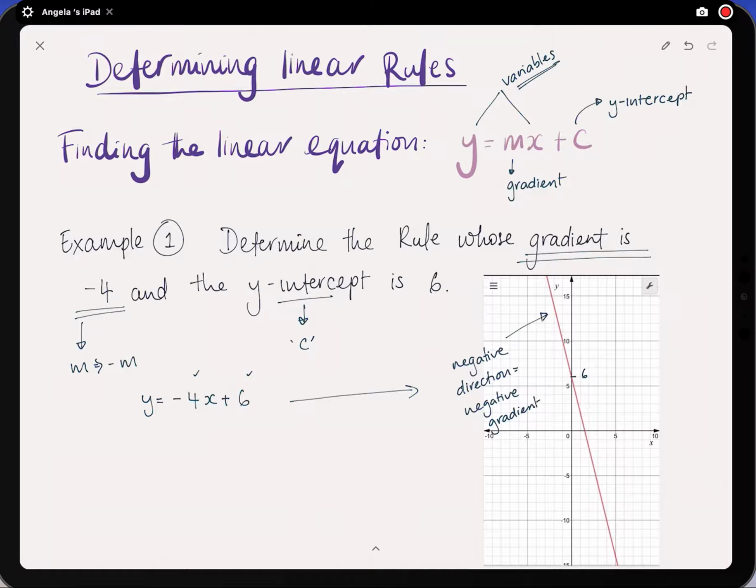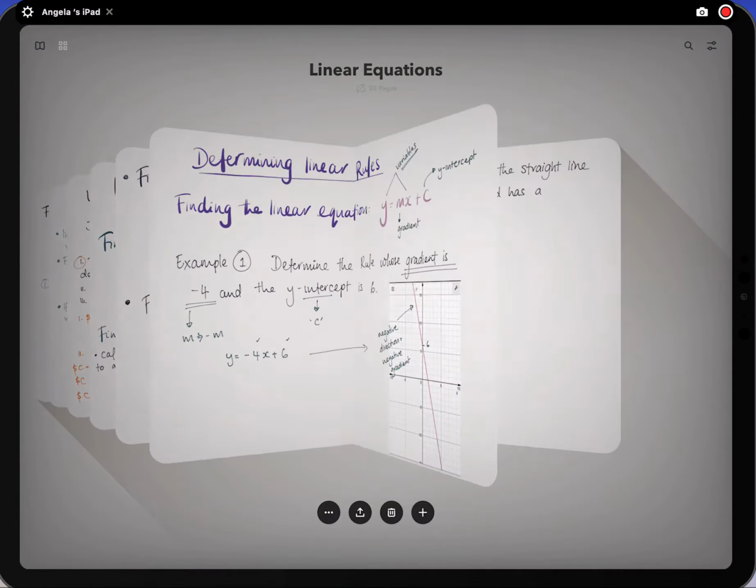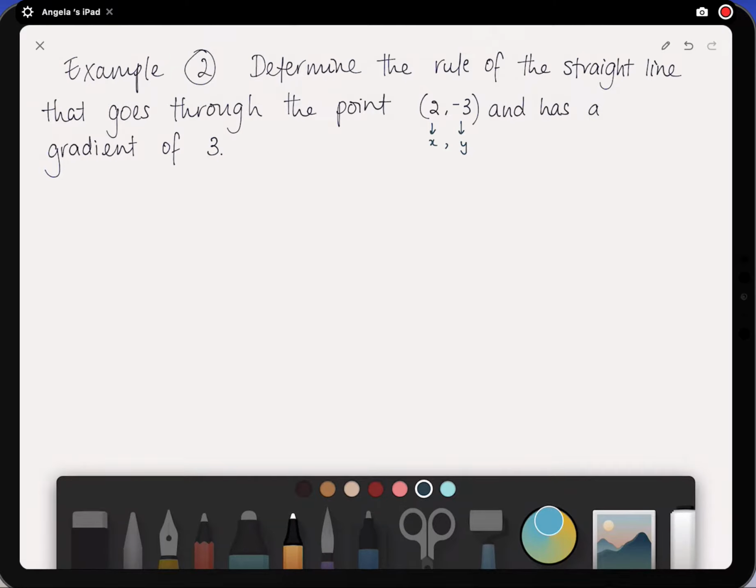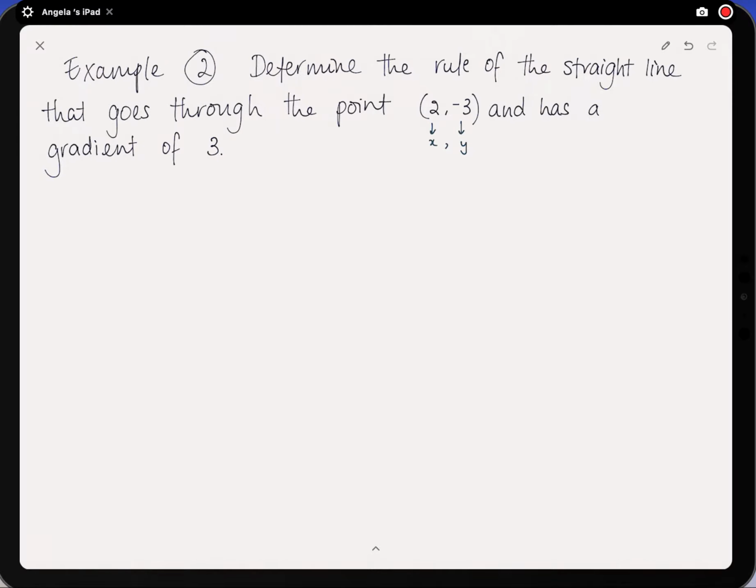So, moving on to another example. We're asked to determine the rule of a straight line that goes through the point (2, -3), and has a gradient of 3. Now this is a much more difficult example, however not impossible. So first things first, let's identify what's important. We're asked to find the rule of a straight line.